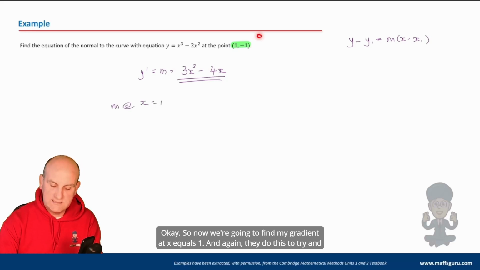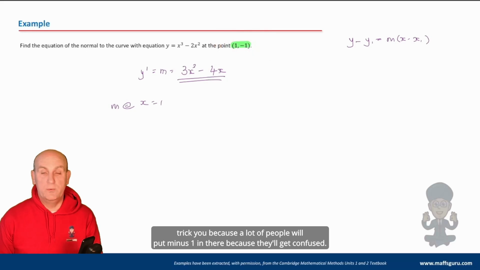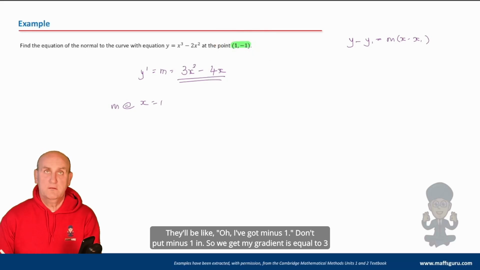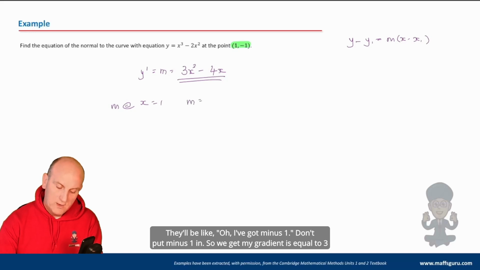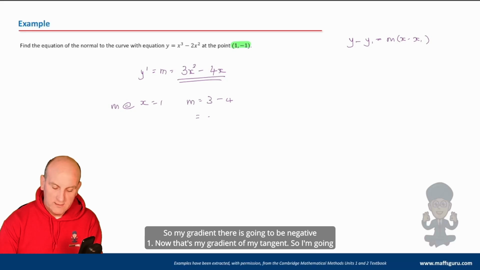And again, they do this to try and trick you, because a lot of people will put -1 in there because they'll get confused. Don't put -1 in. So we get my gradient is equal to 3 times 1 squared, which is 3, minus 4 times 1, which is 4. So my gradient there is going to be -1.